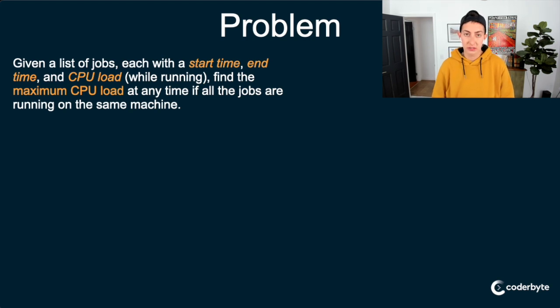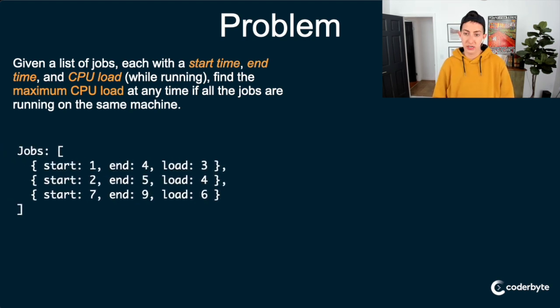Let's look at an example input of what this might look like. Here we have an array of jobs, and each object has a start time, an end time, and a load property. These are all just integers. The start is 1, the end is 4, and the load is 3. The start and end represent time in some way, and the load represents actual CPU load. What's the expected output for this input? We're going to expect to get 7.